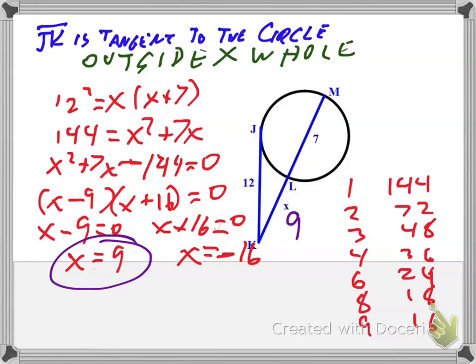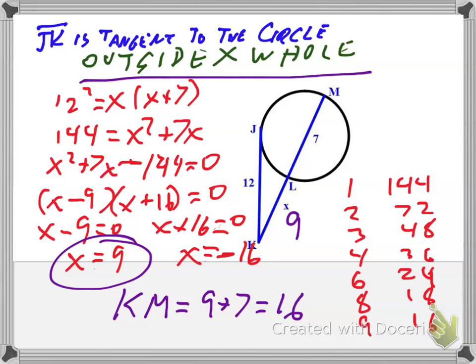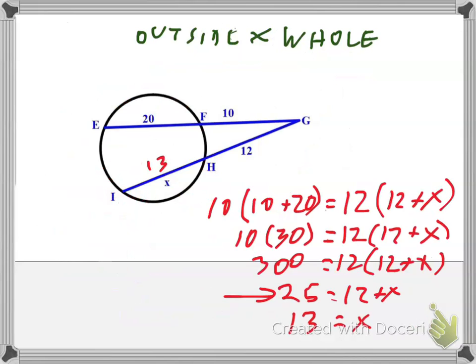Always check the question. If the question had been asking for how long is segment KM, well, segment KM is 9 plus 7. So the length of KM is 9 plus 7, which equals 16. All right. And that is segments of secants and tangents. The important thing to remember is this right here. It's going to be the outside times the whole thing. Whether you have tangents or if it's just secants, it's still outside times the whole thing. We want the outside piece times the whole thing.